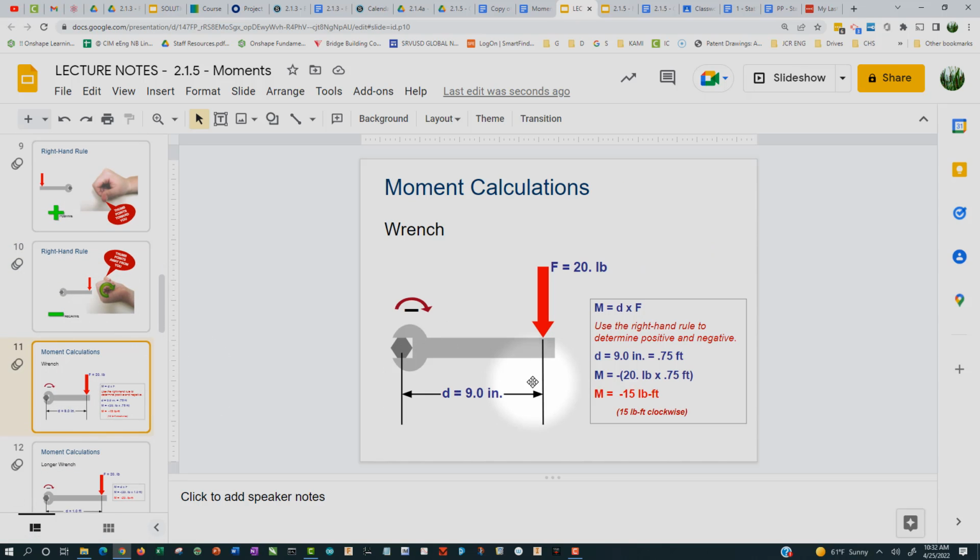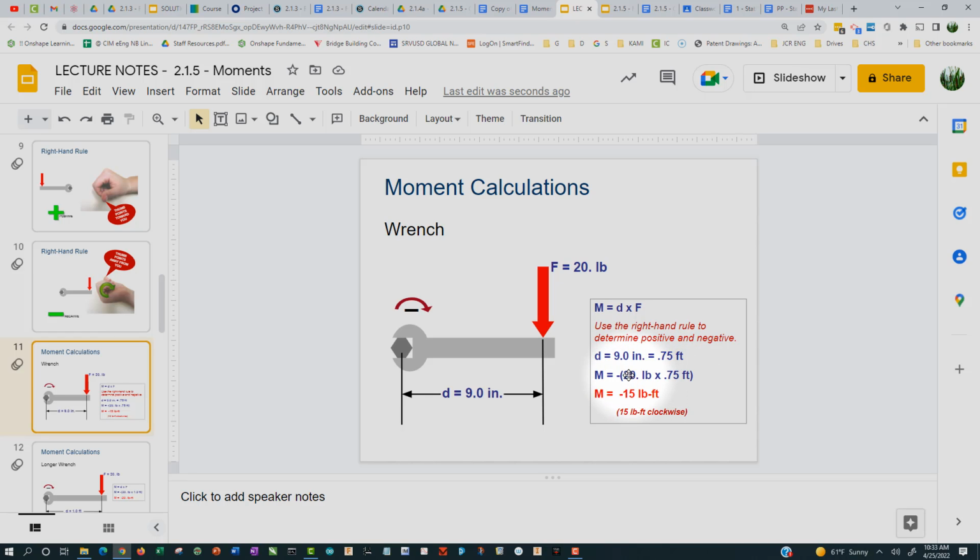Okay, let's do a calculation. We have our wrench here. We have a moment arm of 9 inches. We have a force of 20 pounds. The magnitude of the moment is just the product of those two quantities. So that's going to be 9 inches times 20 pounds. You can see right here they changed the inches into feet, so you're going to want to do that.